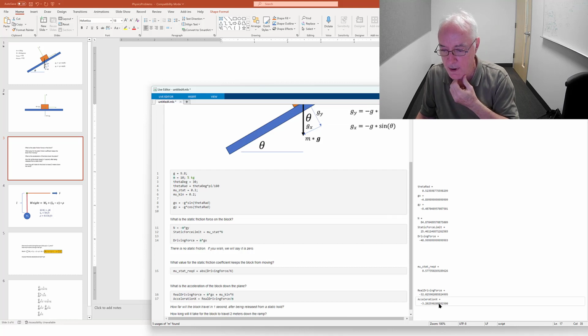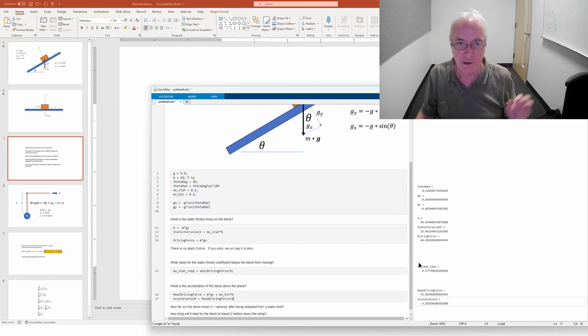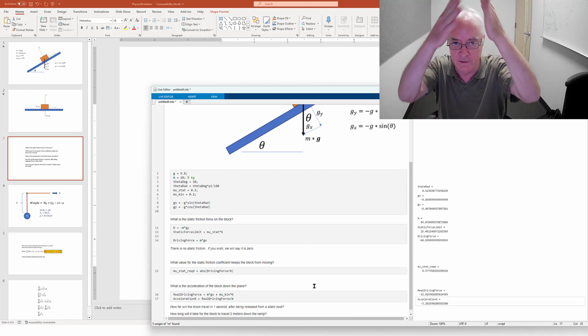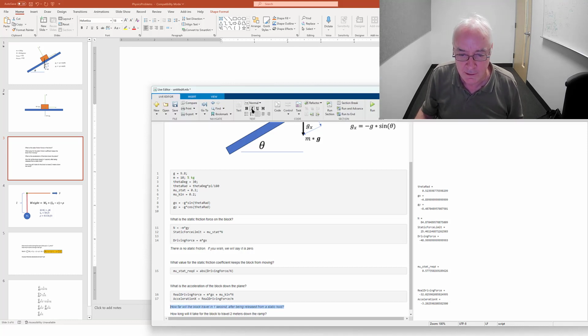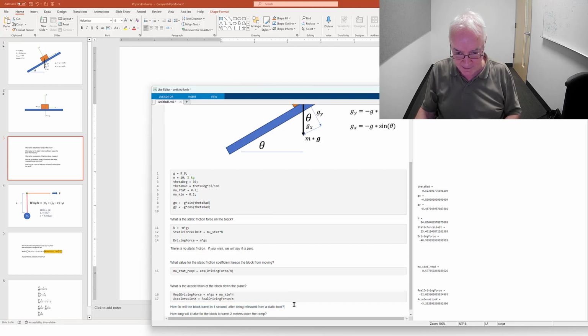All right, so minus 3.2, so highly reduced from minus 9.8 if it was just going down vertically. All right, so now the next question. Look at that, it's in italics. Well, that's supposed to be an answer, so let's just correct that on the MATLAB side. We'll get rid of the italics, right? And it's basically saying how far will the block travel in 1 second.